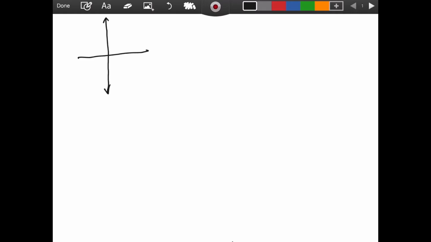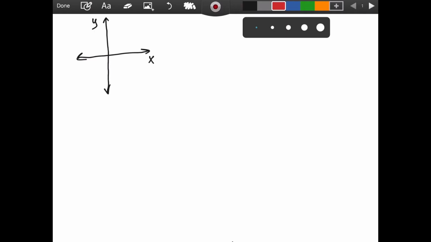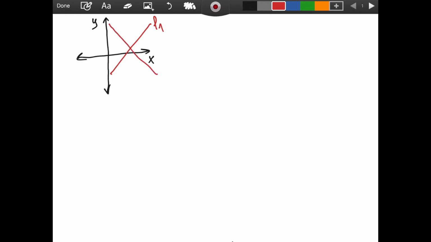So let me visualize what I just said. Let's say that we have an xy plane like this. This is x and this is y, and we have two lines. Maybe this is called line 1 and this is line 2. I will make this picture a little bigger later, but let's keep it this way for now. We have L1, L2, and just like I said, they are perpendicular to each other.